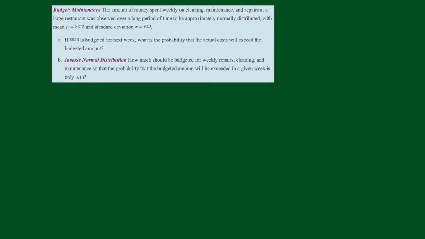I think it's number 38. Here's how it goes. The amount of money spent weekly on cleaning, maintenance, and repairs at a large restaurant was observed over a long period of time and was found to be approximately normally distributed. I'm going to write this down up here on the right. The mean weekly cost is $615 with a standard deviation of 42.